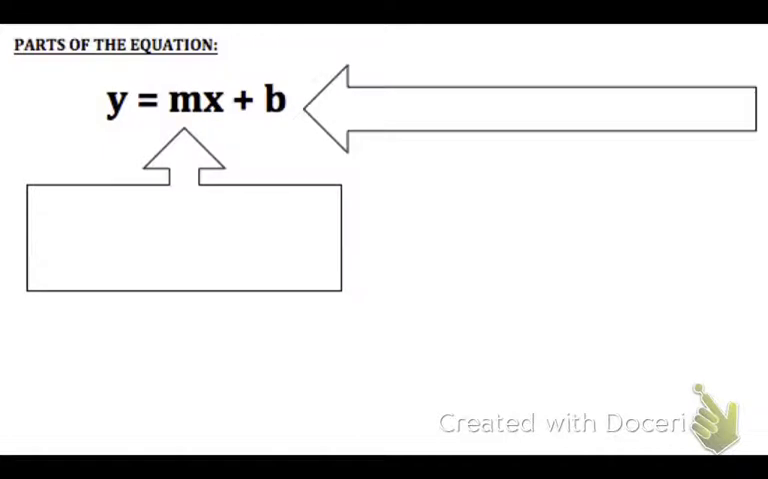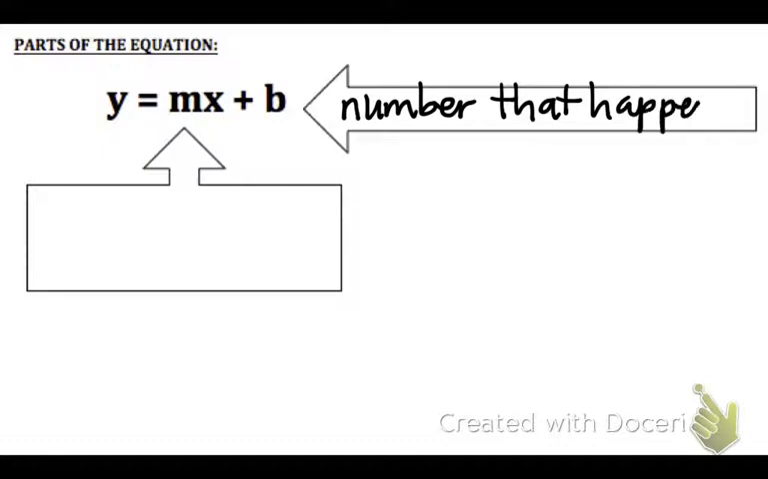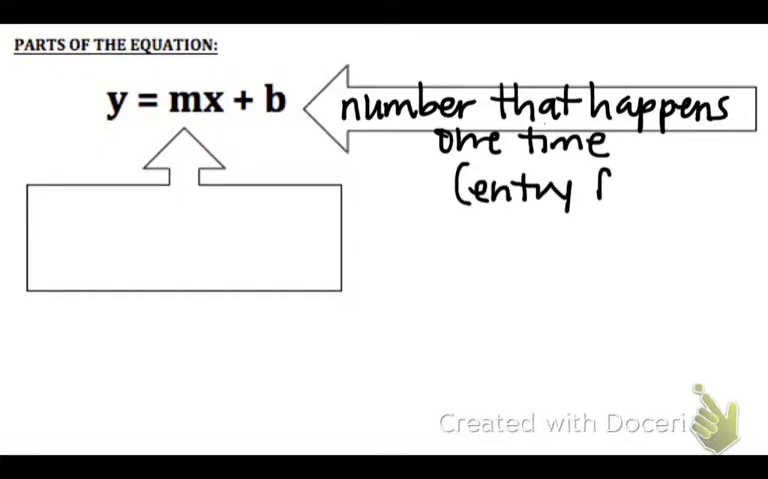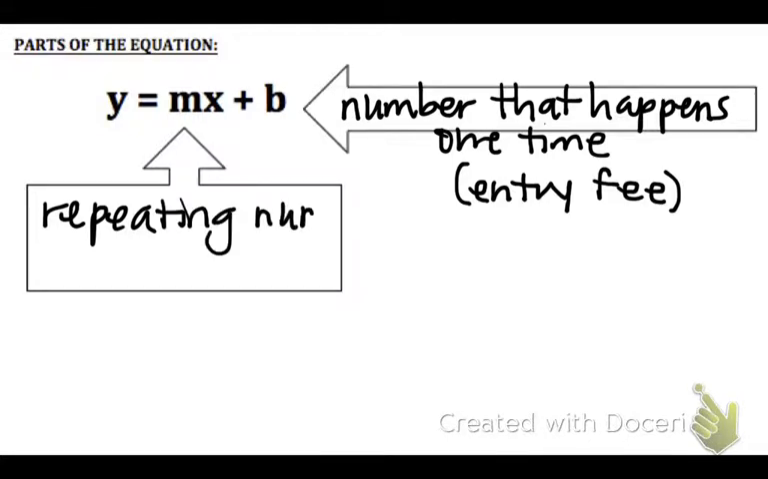Let's go ahead and fill this in. In our equation, the y-intercept is the number that only happens once. Sorry about that, we have construction going on. The number that happens one time, in this case, was the entry fee. And the number that's for the slope, the m, is the repeating number. Or in this case, you could even call it the unit rate. It was how much each ticket costs.